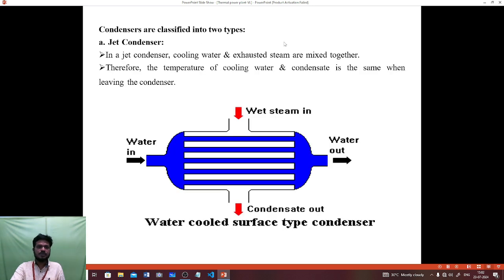Condensers are classified into two types. Number one, the jet condenser. In a jet condenser, cooling water and exhaust steam are mixed together. Therefore, the temperature of the cooling water and the condensate is the same when leaving the condenser. Initially, in the water-cooled surface type condenser, wet steam is sent in and the condensate is passed out. The cold water comes in from one side and the hot water goes out, which ejects the heat from the steam.